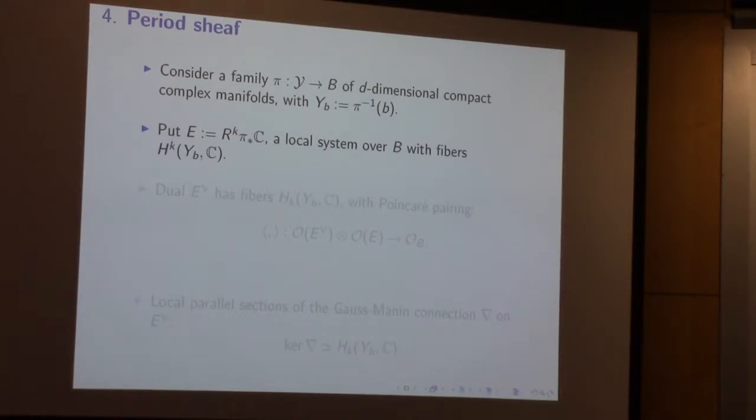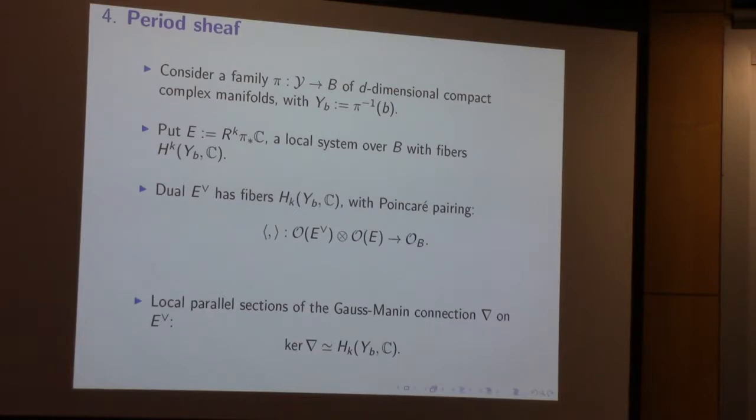So then you have the familiar Gauss-Manin construction. So you look at this flat bundle associated to the family. For each k, you have such a flat bundle whose fiber is nothing but the k-th cohomology group of the fiber of the family. And you can look at the dual bundle, and you have the standard Poincare pairing between the two. And the local parallel sections are just representable by homology classes.